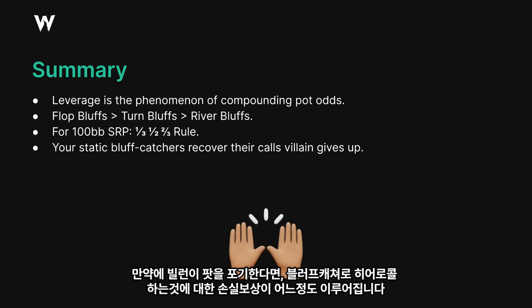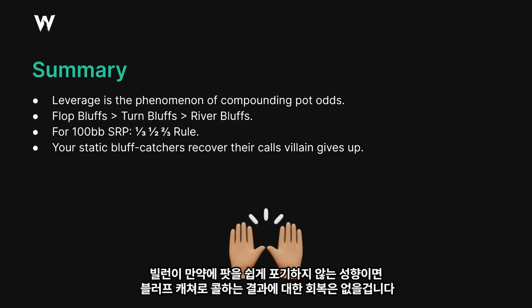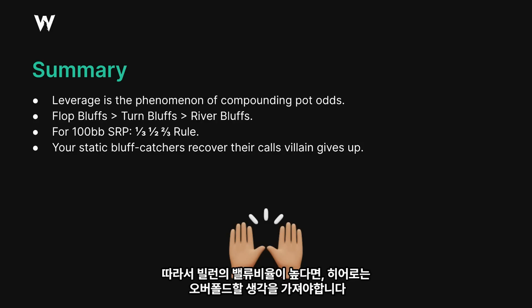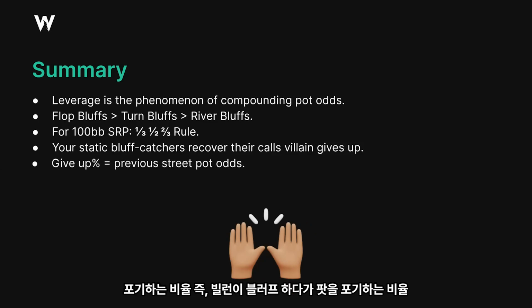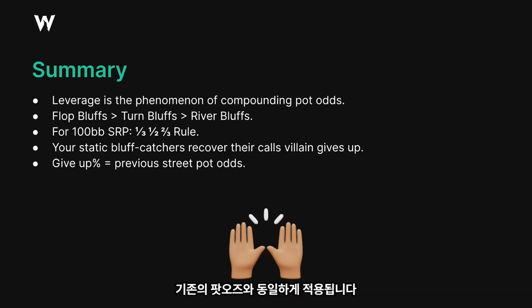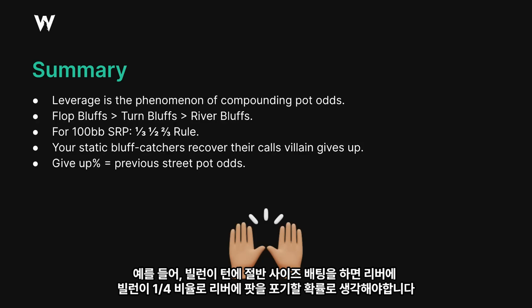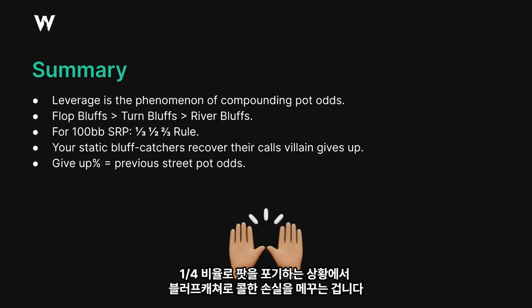Your static bluff catchers recover their calls when villain gives up. And so if villain is not giving up often enough, your static bluff catchers won't recuperate their calls. And so you should probably start overfolding those, especially if your opponents are too value heavy. The give up percentage, that is to say the proportion of range that someone should give up after bluffing, is approximately equal to the previous street pot odds. So if someone bets pot on the turn with a polarized range, they should give up approximately pot odds of the time on the river, so about 1/3 of the time. If they were to bet, for example, half pot on the turn, then you would expect them to give up about 1/4 of the time on the river. And that's ultimately how you recover the previous street call.